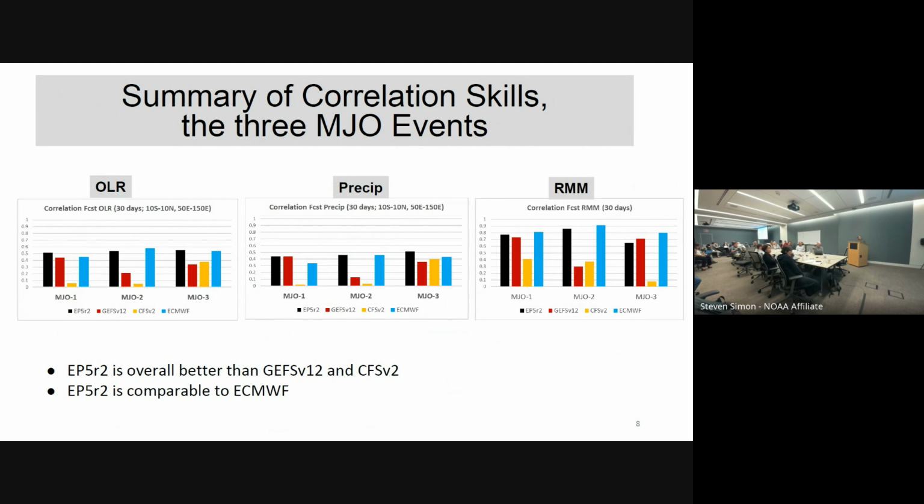Okay, these correlation skills are for the forecasts from only three initial days for predicting these three MJO events. So next, I'm going to check how the forecast skills look with all available initial dates.